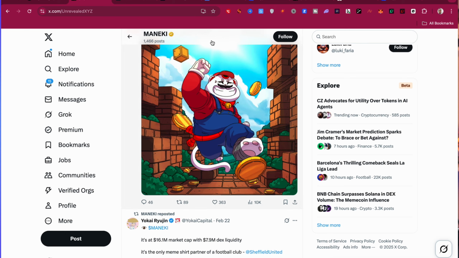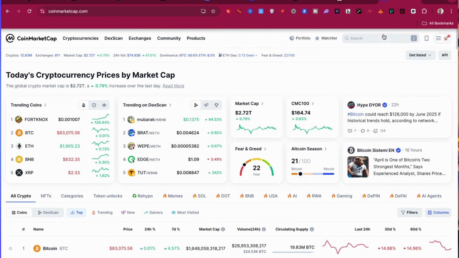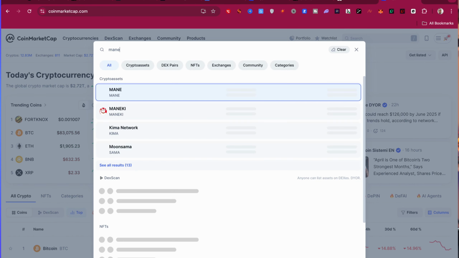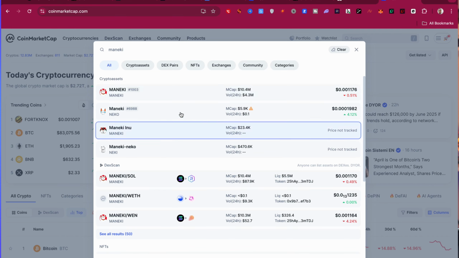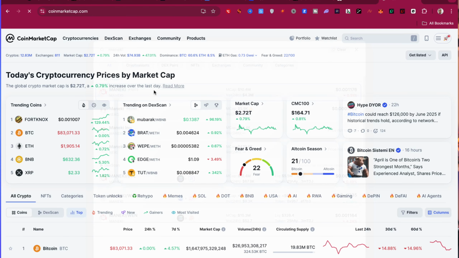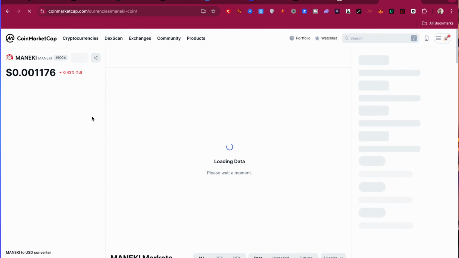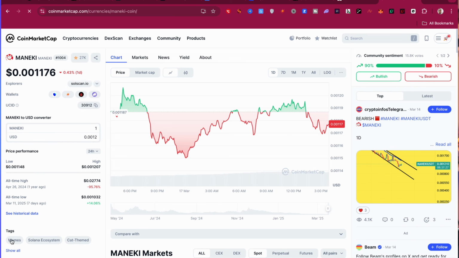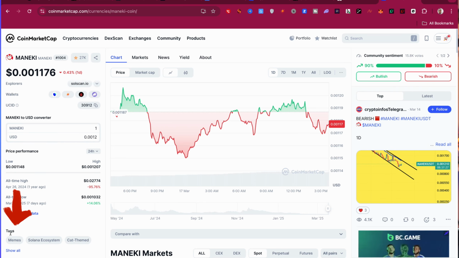Now, another way to do it is we can go to CoinMarketCap and search for Manaki. The website is coinmarketcap.com, and this is Manaki right here. You want to scroll down to tags. If you scroll down to tags, what are you seeing? Memes, Solana ecosystem, cat team. So this is actually a cat meme coin. It is very, very simple.